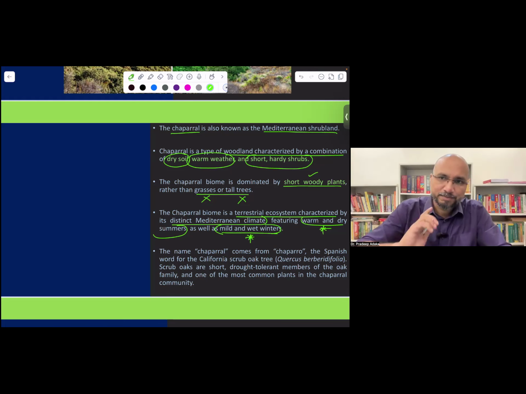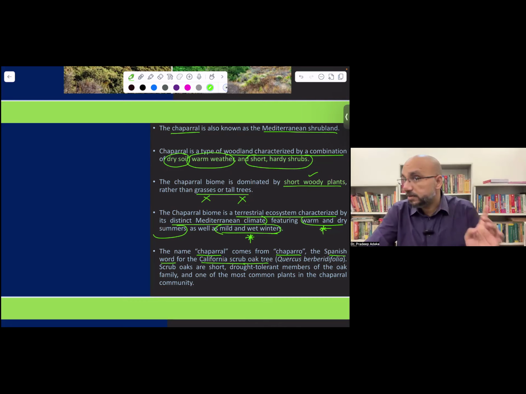Now the name chaparral comes from chaparro. It is the Spanish word for the California scrub oak tree. The California scrub oak tree is Quercus berberidifolia.